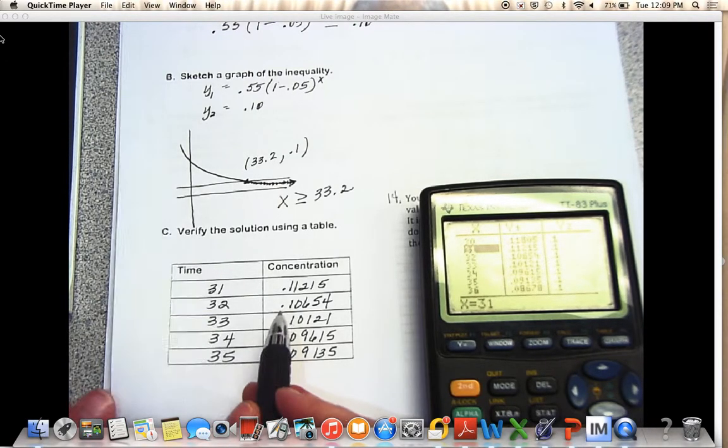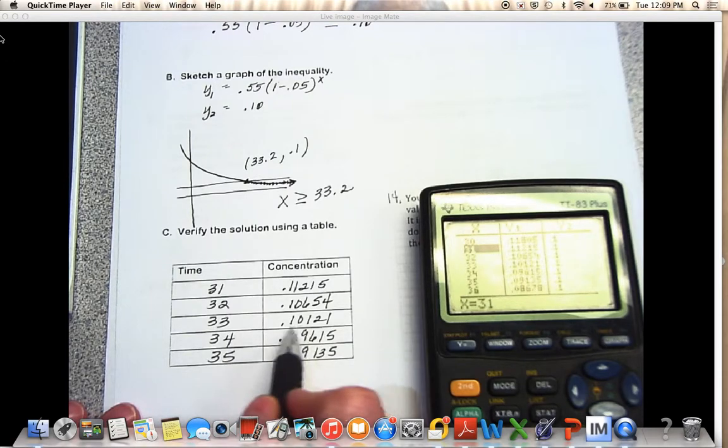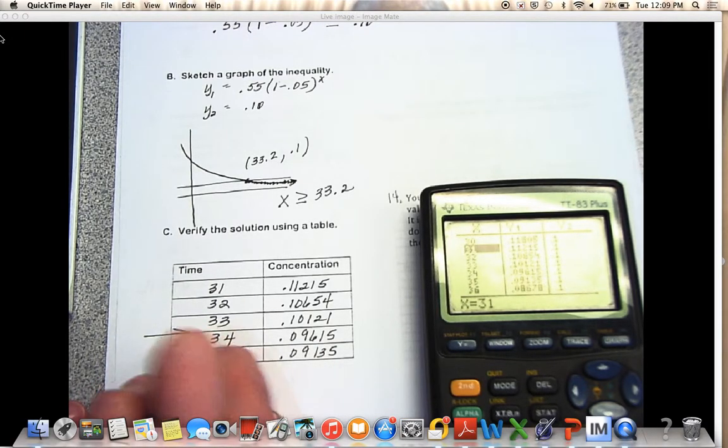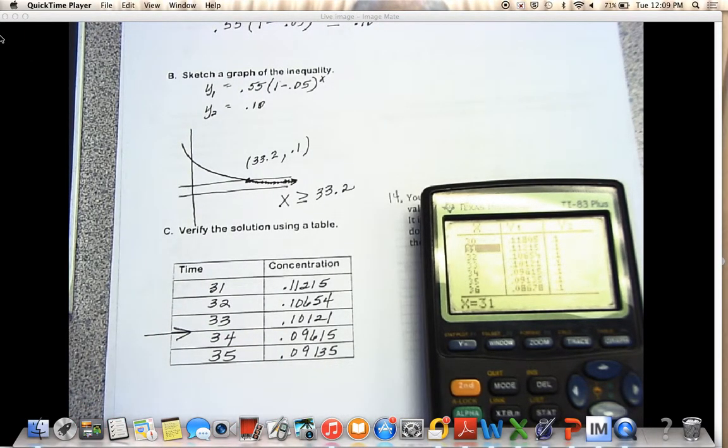So look right here. At 33, you're not safe to enter. Isn't that above 10%? But at 34, it drops down. So between 33 and 34, I'm good to go. And that's what we're saying.